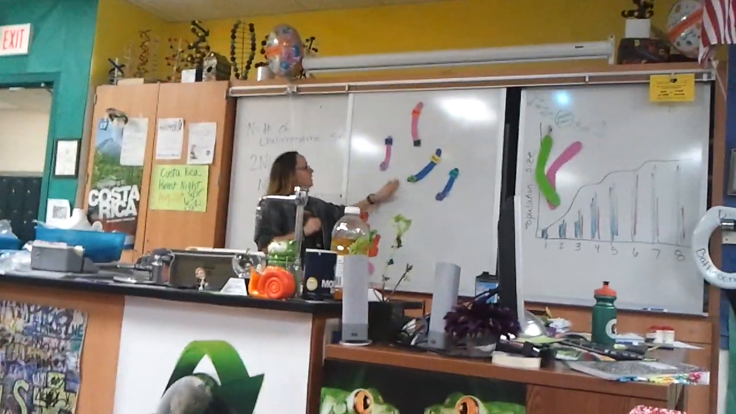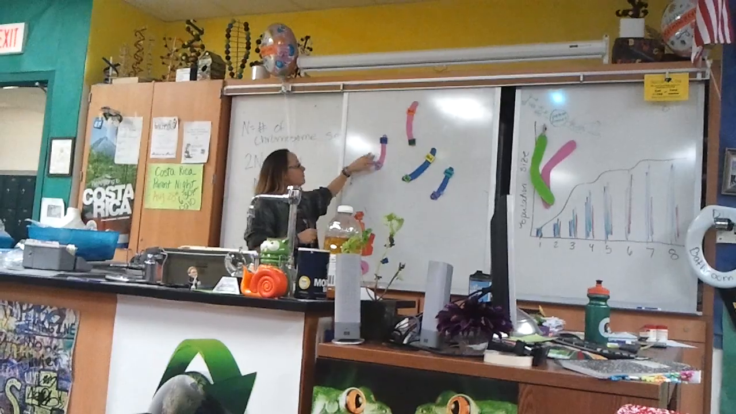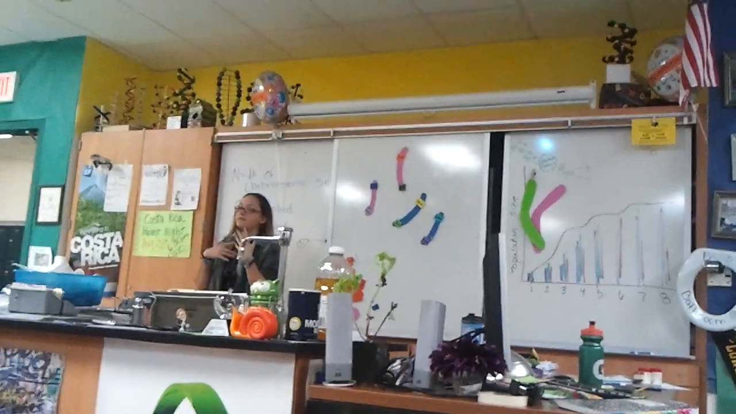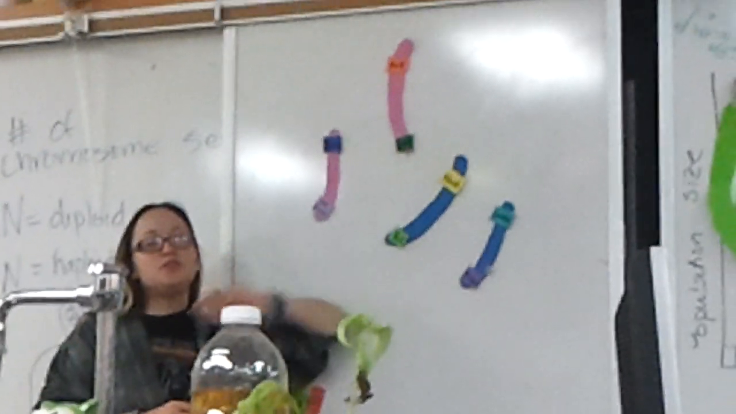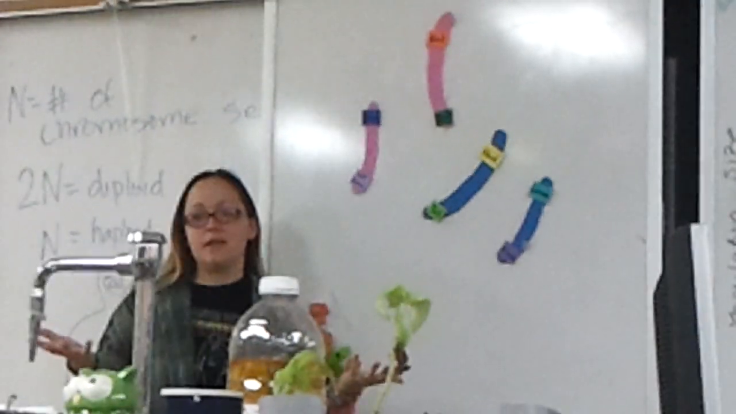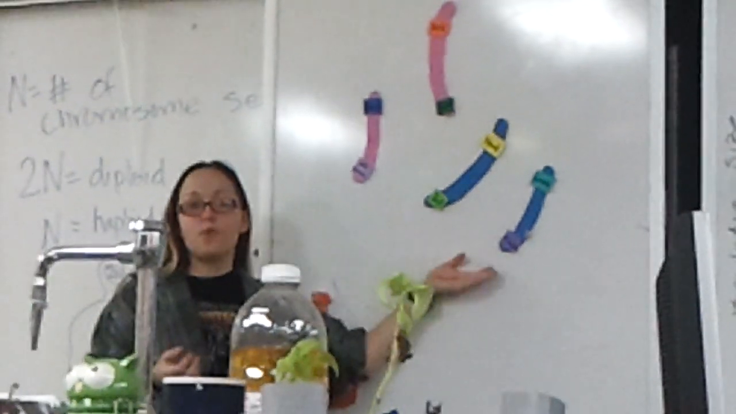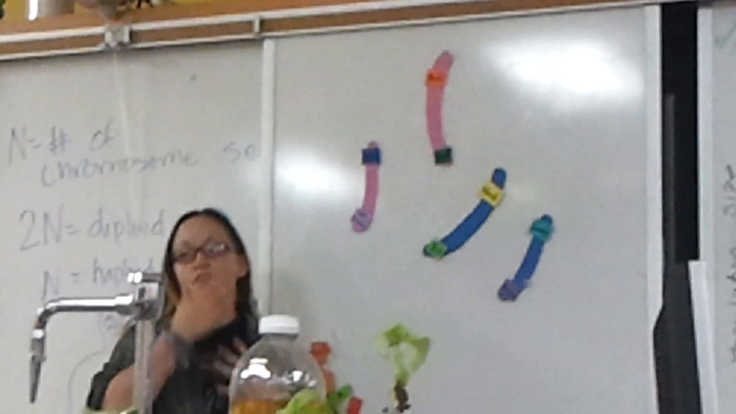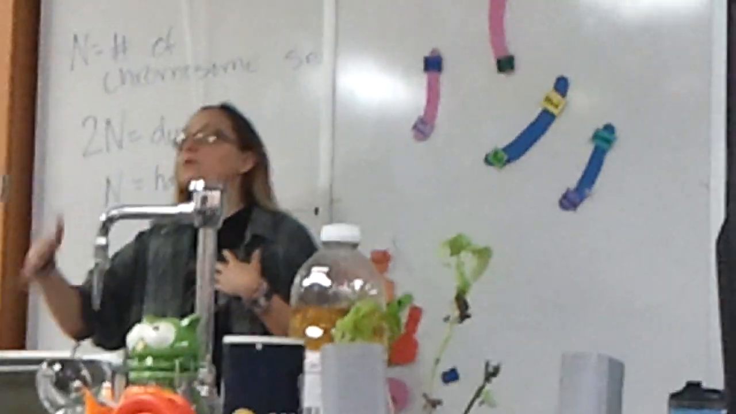How many chromosomes are in this cell? Is this a diploid or a haploid cell? It's diploid. I have two sets: a pink set from my mom and a set from my dad. Diploid, two sets of chromosomes. So my 2n for two sets equals how many? 4. 2n equals 4 for this cell. For humans, 2n would equal 46, and n would equal 23.